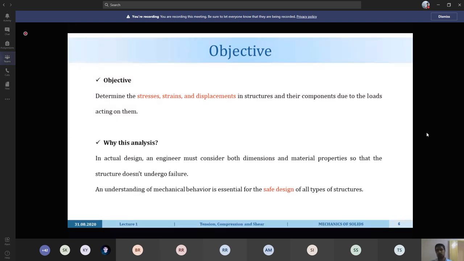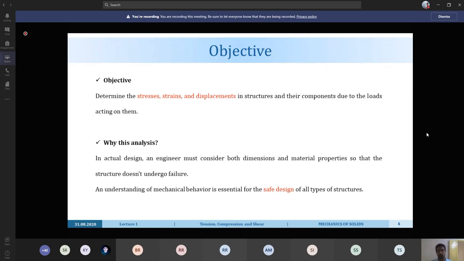So how do you calculate that midspan deflection? Or there are other factors like the stresses. The stresses should not rise above a permissible limit. The strains, displacements, like that. So for the safe design of any type of structure, we need to understand the mechanical behavior. And in order to understand the mechanical behavior, we need to find the stresses, strains, and the displacement, these mechanical properties associated with these structures.